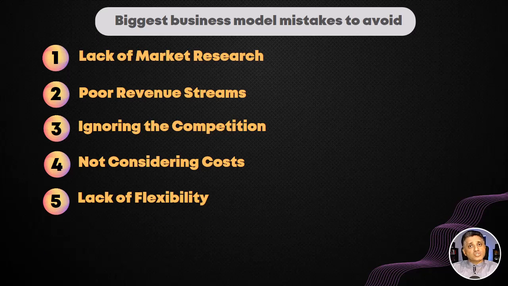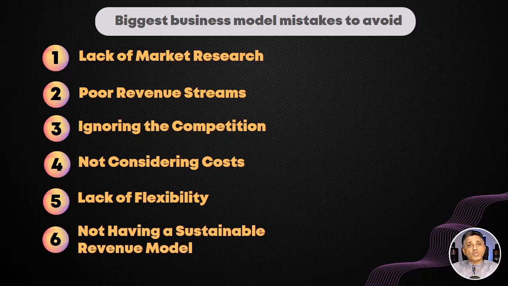Mistake number 6, not having a sustainable revenue model. Many startups fail to generate revenue and end up shutting down due to lack of funds. To avoid this mistake, it is essential to have a sustainable revenue model in place from the start.